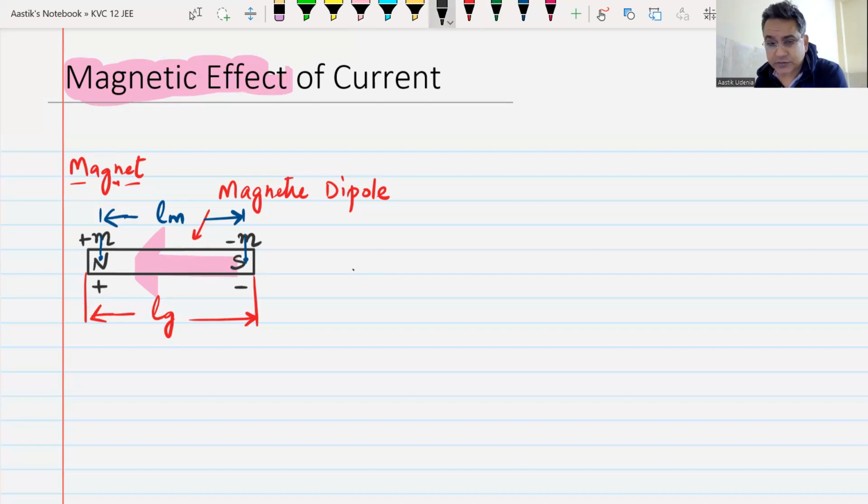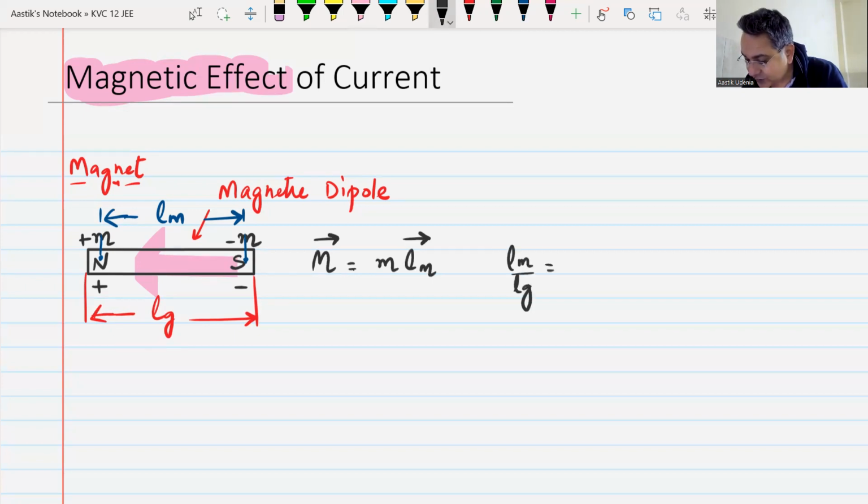I am doing it in short because I think you already know this. Magnetic dipole moment M is given by M into L, the magnetic length, and this magnetic length is taken as a vector. It's known as the dipole axis, and it's from south pole towards the north pole. The ratio of magnetic length to the geometrical length for a magnet is somewhere around 0.84.